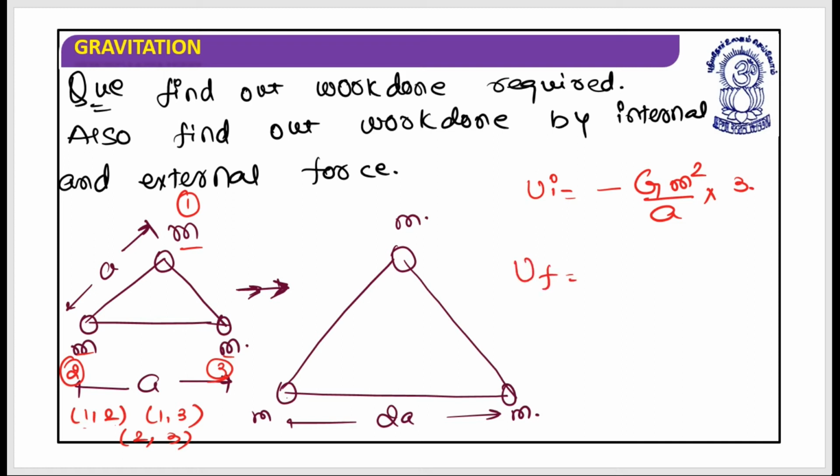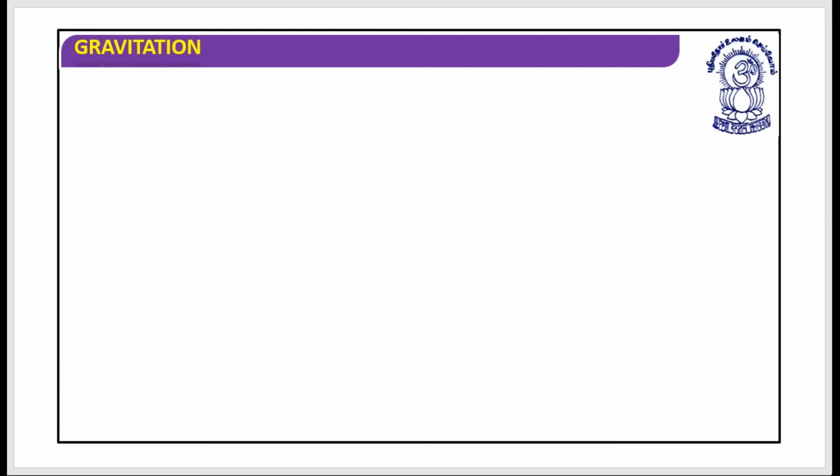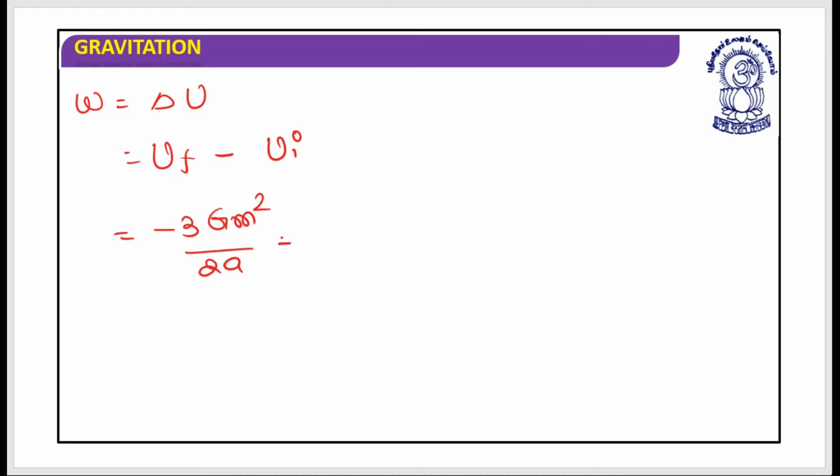Now in the same way, find the final potential energy of the system. What would it be? It would be minus 3GM square by 2A. So I have the initial potential energy of the system and the final potential energy of the system. Let's find the work done, which equals delta U, which equals U final minus U initial. This U final would be minus 3GM square by 2A. This minus minus plus is 3GM square by A.